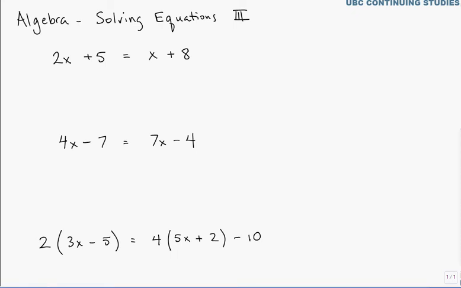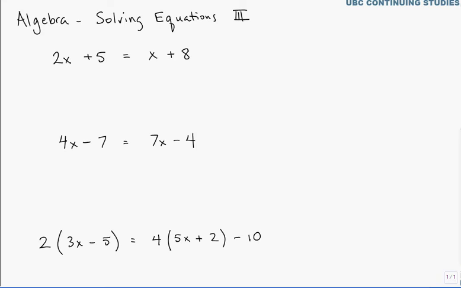Sometimes you're going to have expressions with variables on both sides of the equation, and one of the things you have to do is collect all of the expressions that have variables on one side of the equation or the other. So let's start with the first example. 2x plus 5 equals x plus 8.